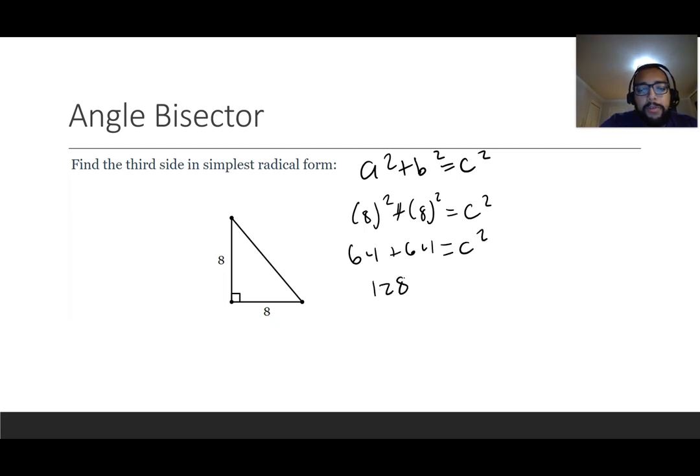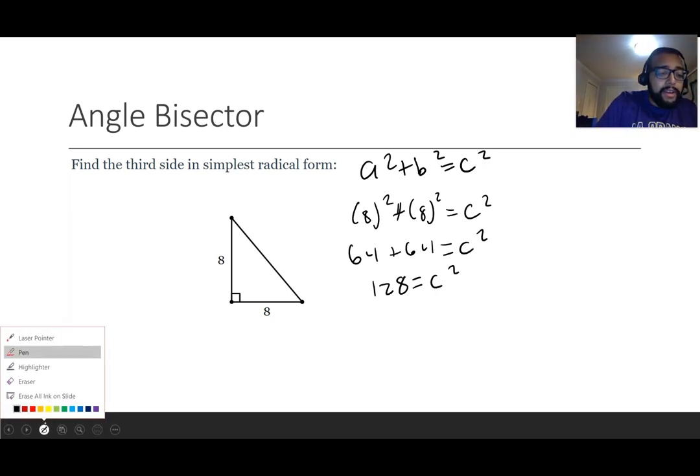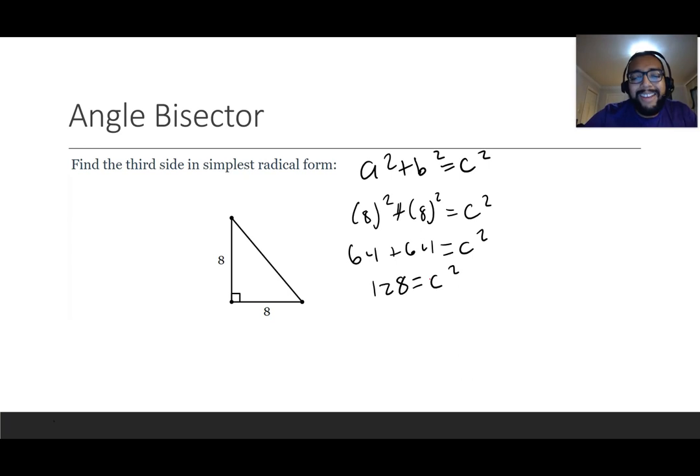And then that's just 128. So do not say you're done here. You need to find the value of c. Right now, you only have c squared. So to get rid of that square, you have to take the square root of both sides. So we'll get here that c is the square root of 128.